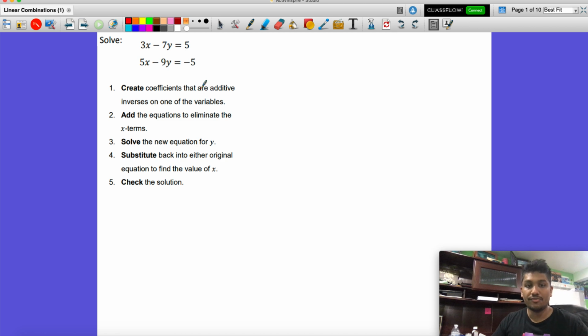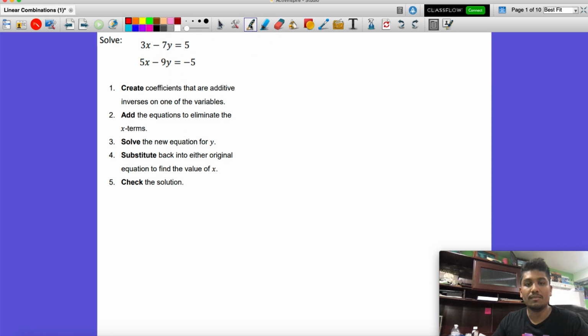we're going to create coefficients. Remember that a coefficient is simply the number that's in front of the variable, like right there, and we're going to find additive inverses for one of the variables. And then we'd add them, we'd solve, we'd substitute and check, right? So it's the same thing that we've done. I'm going to leave the instructions here.